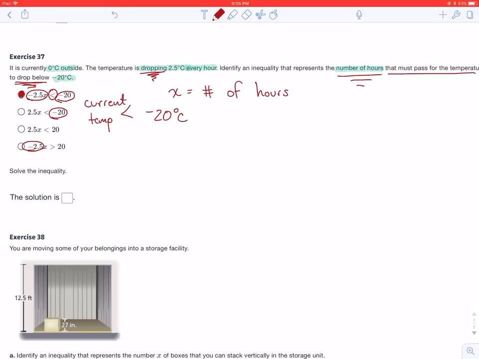The very last thing you're going to do is you're going to determine the solution of that inequality. I'm going to let you do that by yourself. Just keep in mind what happens when you divide by a negative number.